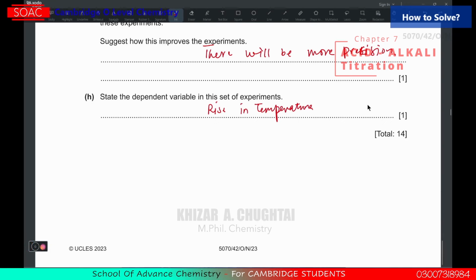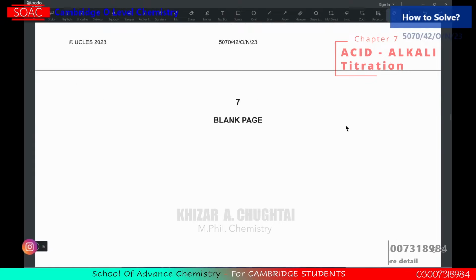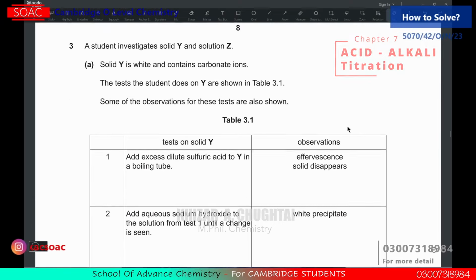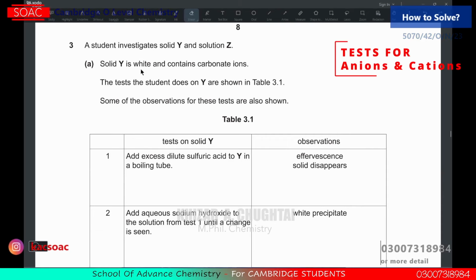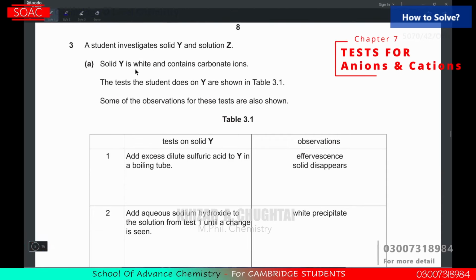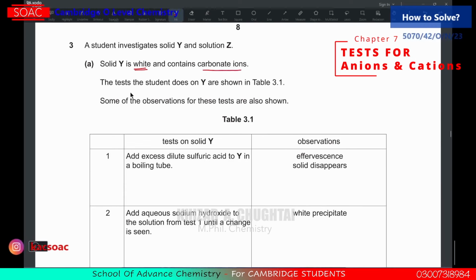Rise in temperature. That's all about question number 2. Question 3. A student investigates solid Y and solution Z. A. Solid Y is white and contains carbonate ion. It's a white solid, so it is not having any transition metal. The second thing is it's containing carbonate ions.